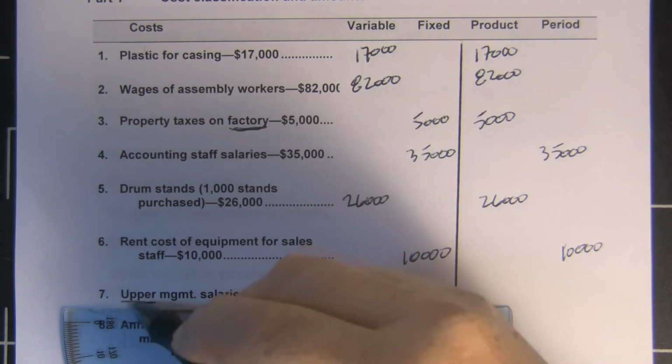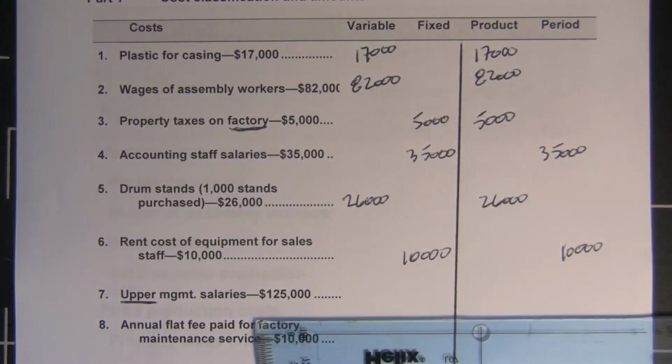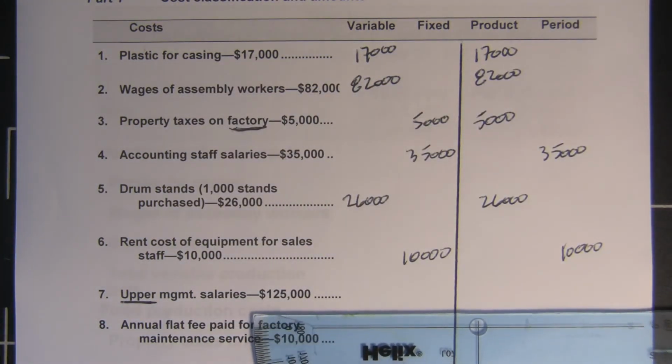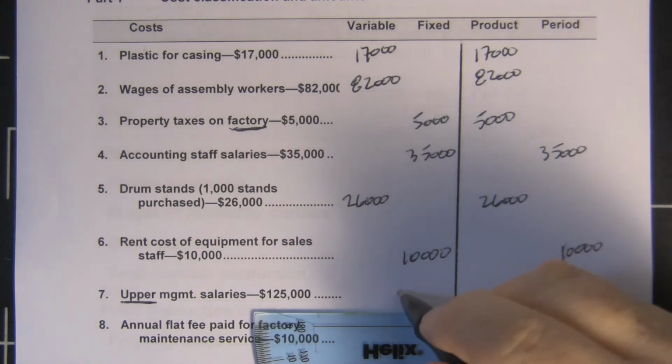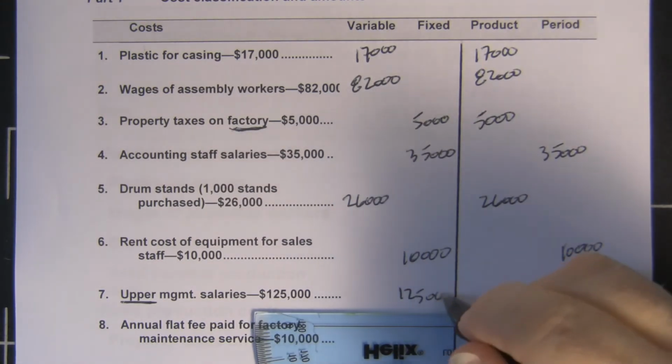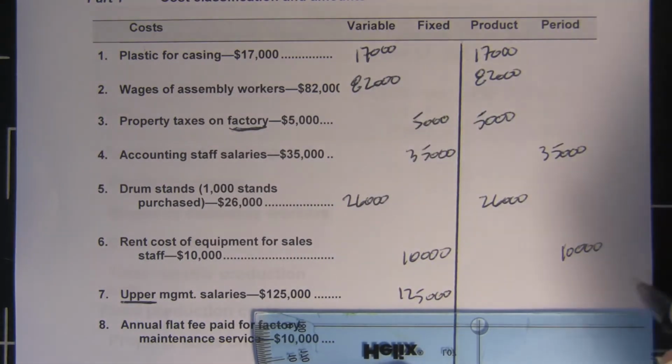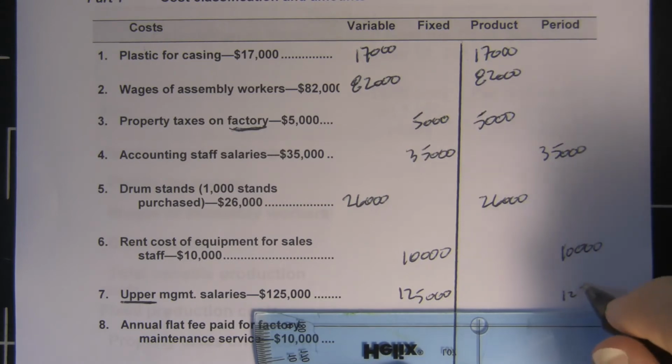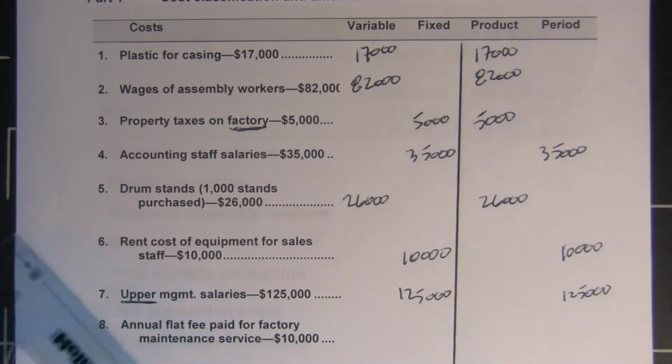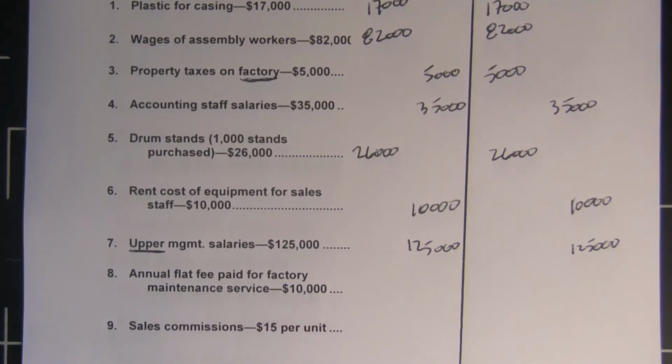Here you need to focus on this. Upper management salaries. Upper management, they get paid by the company for running the company. This is an entity sustaining cost. So that $125,000 would be a fixed cost, and it would be a period cost. Got to move my sheet up a little bit so you can see the rest.